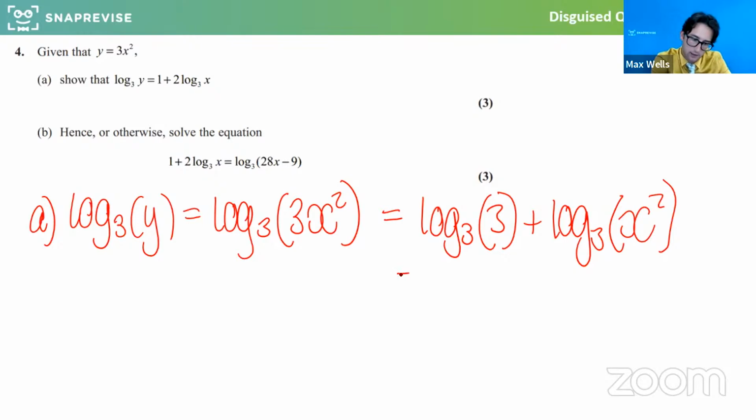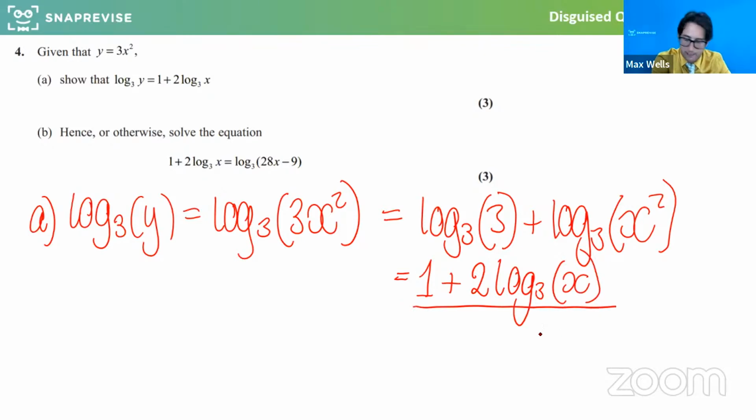Which is equal to that. Log base 3 of 3 is 1. And then the 2 can come down as a power. So this was just a part A random thing.